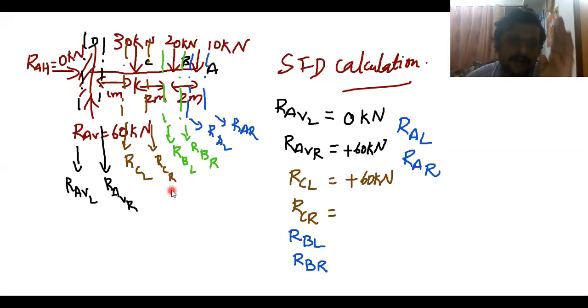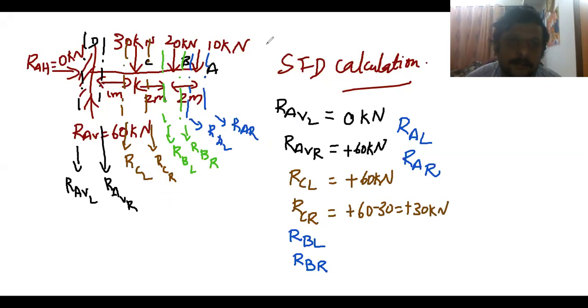Now I'm placing my hand at the section RCR. I'm moving to the left. What is happening? There is one force going up, which is plus 60, and then a force going down, which is minus 30. So downward force is minus. So plus 60 and minus 30, which is plus 30 kilonewton.